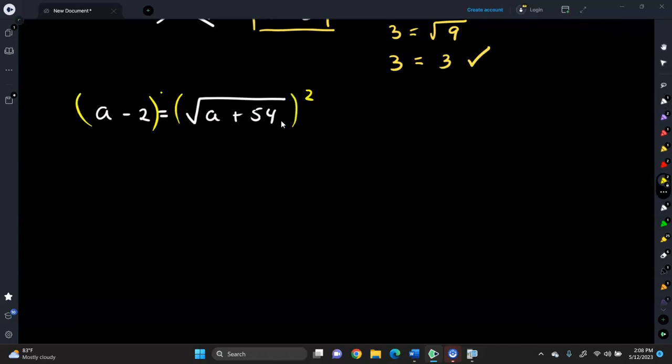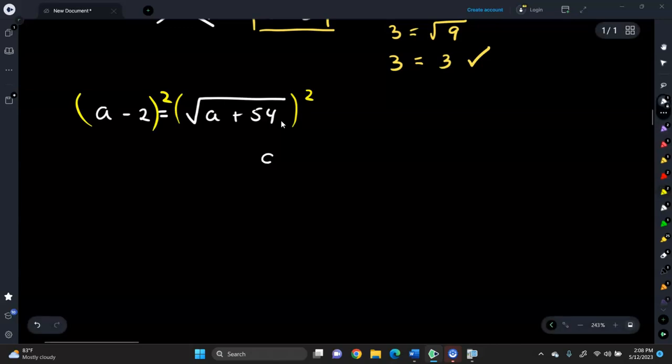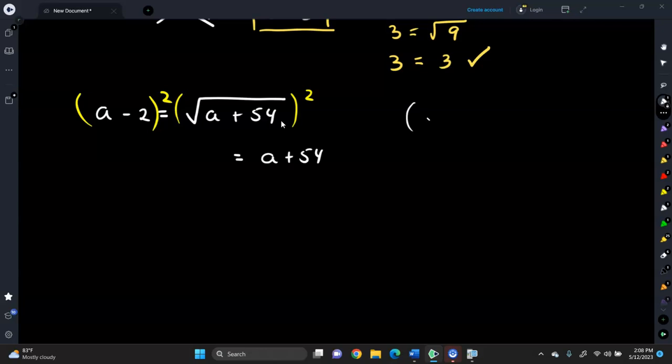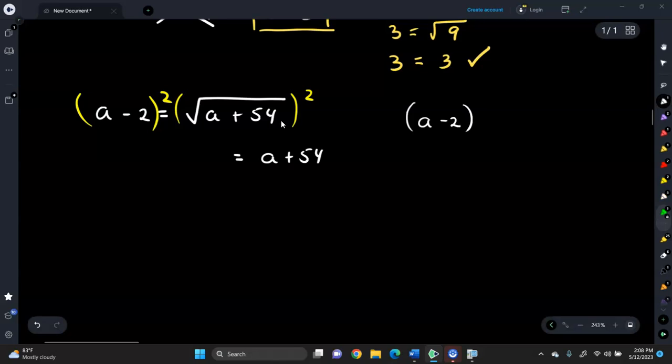Now we have to be careful because on the right, I have a plus 54. On the left, I am squaring a minus 2. So be careful, because the common mistake here, and it's very common, is that people distribute this 2. No, that is wrong. That's not what we want to do. We can't distribute the 2.